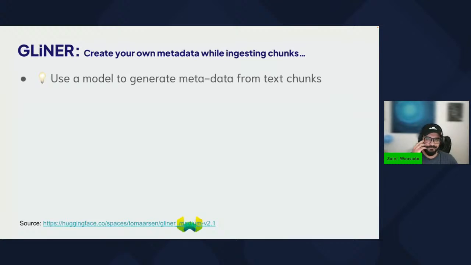This was really interesting because with this model, what you can do is add this to your pipeline. And let's say you have a chunk of text that's coming in. You can pass it to a GLiNER model, and you can say anywhere in this text is a person mentioned, is a date mentioned, is a place mentioned, and this will generate a JSON of metadata for you that you can ingest into your vector database along with the text chunk.